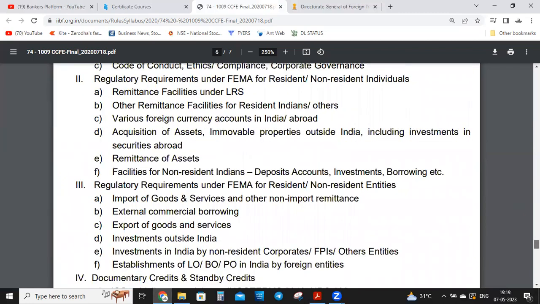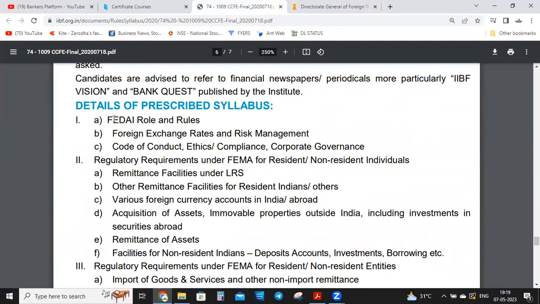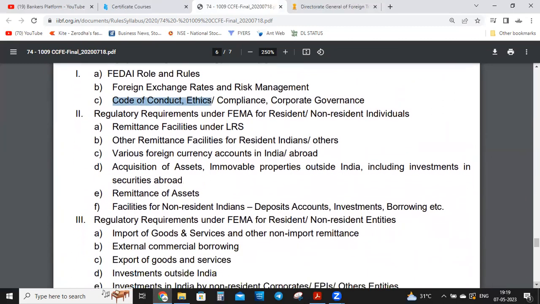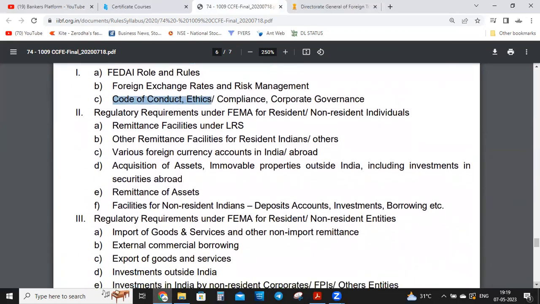So under this, FEDAI rules and regulations will come, foreign exchange rates and risk management, code of conduct, ethics, compliance, corporate governance. So this is the syllabus, and questions will be direct from this syllabus only. Nothing will be out of the syllabus.